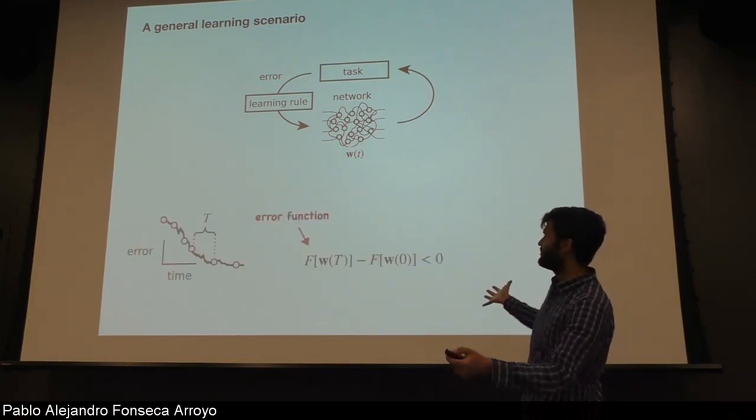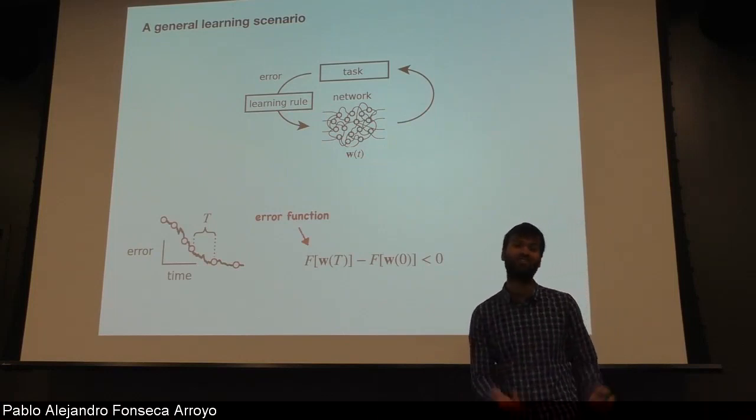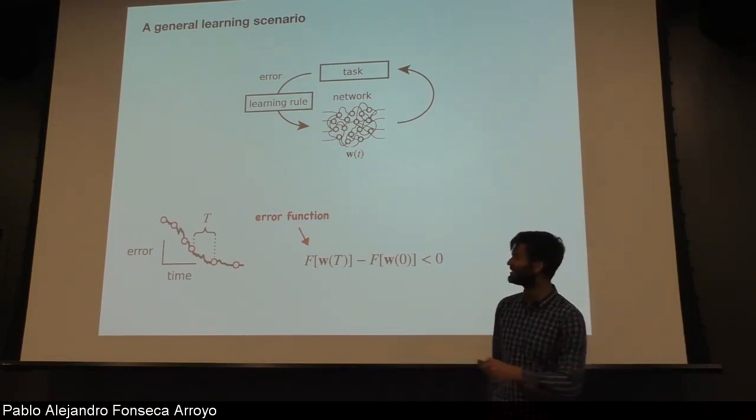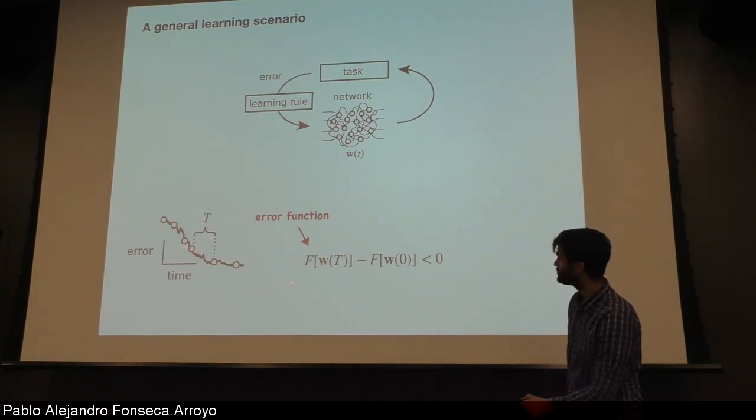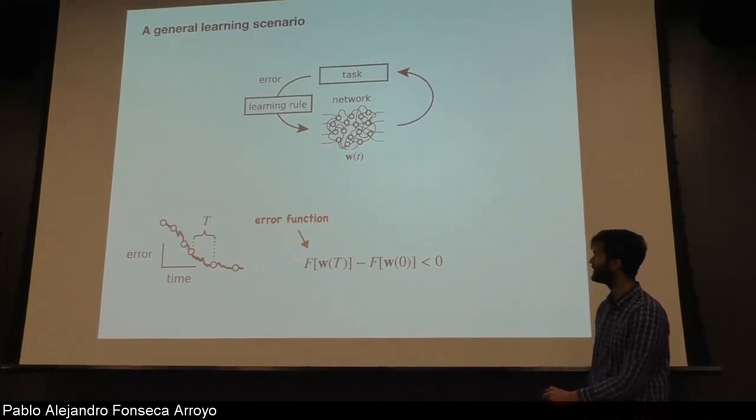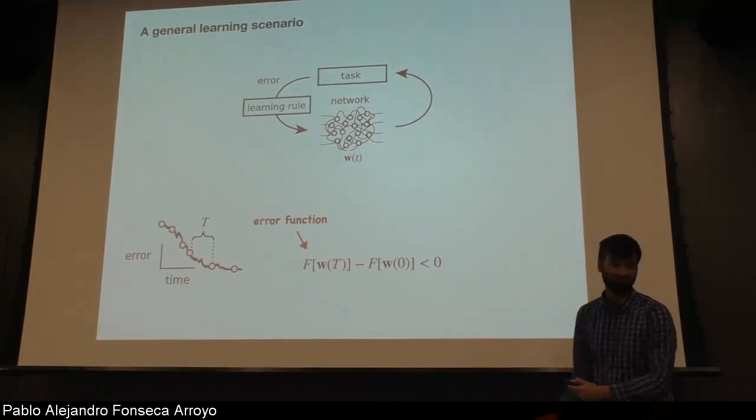Cool. So just by definition, what is learning? Well, it's error decreasing over time, right? So if I take some time interval t, error decreases, which means that my loss function, which I'm going to call f, is getting smaller.